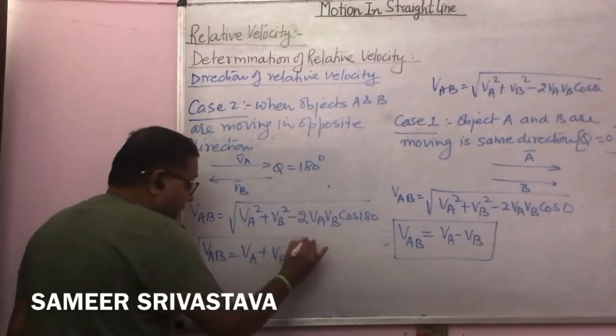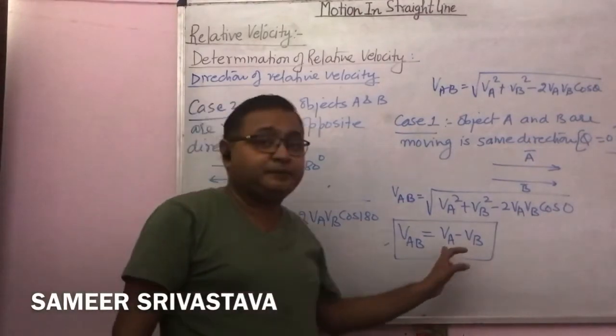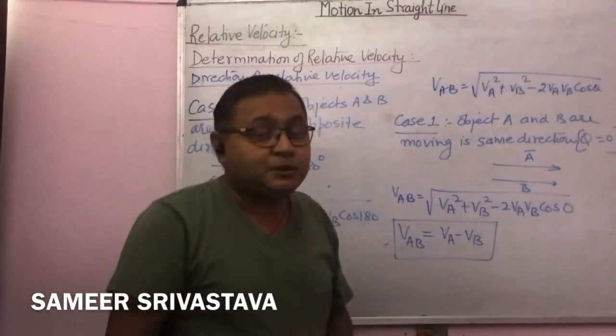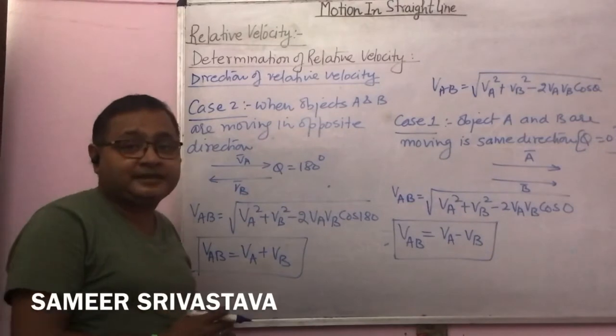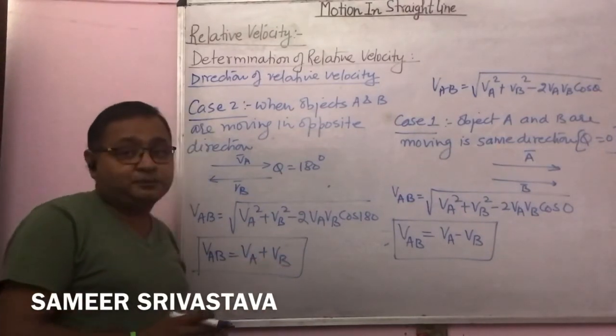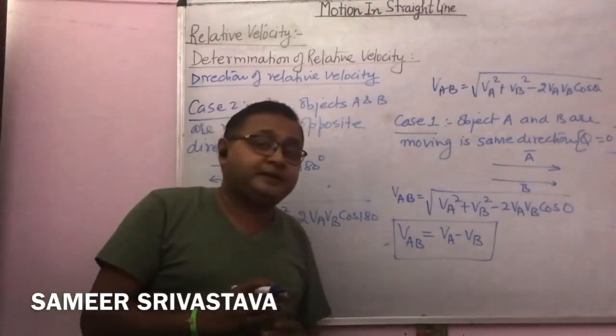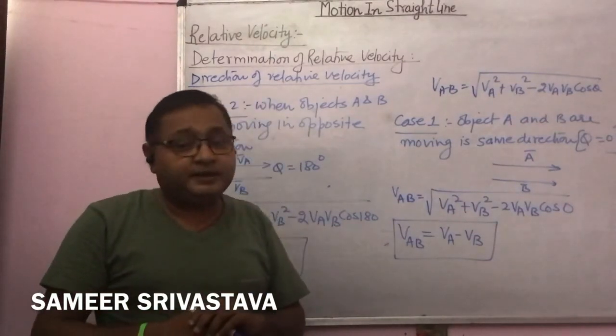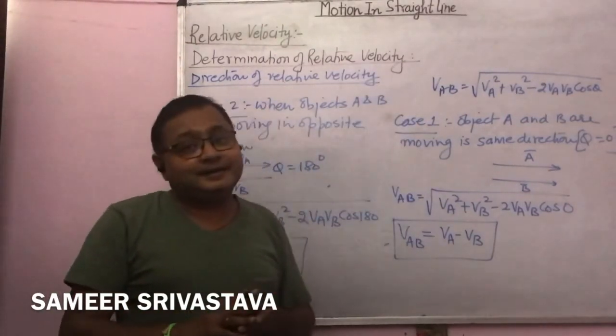Now always remember, when the objects are moving in the same direction, subtract the velocities. When the objects are moving in opposite directions, add the velocities. But the condition is that both objects are in moving condition. Okay, now this is all about relative velocity.